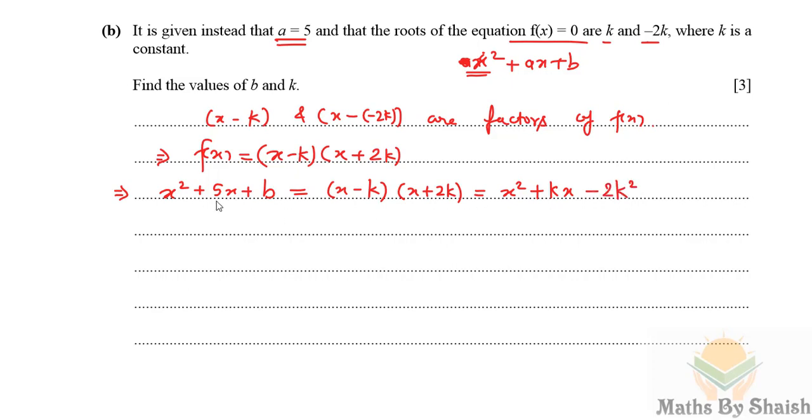So if we compare this and this, we get k value as 5, the coefficient of x, so k is equal to 5, and when we compare the constant terms we get b is equal to minus 2k square, or b is equal to minus 2 into 5 square. 5 square is 25, so 25 into 2 is 50, and hence b is equal to minus 50. Those are the values of b and k. Let's discuss the next question.